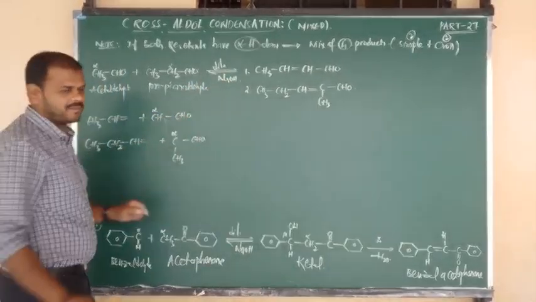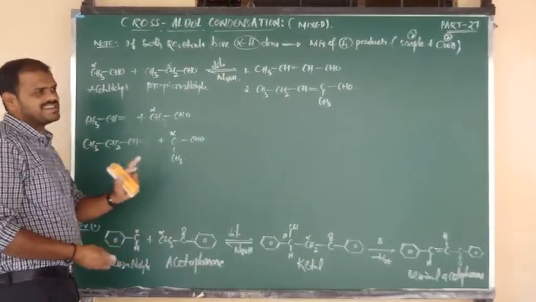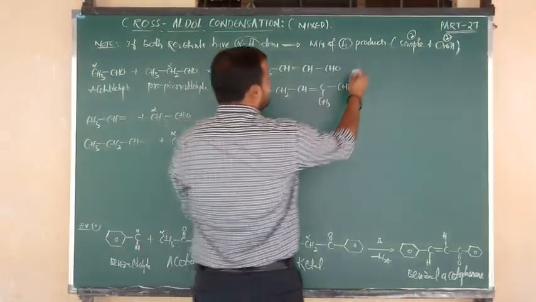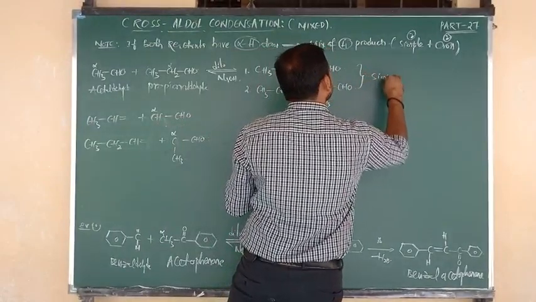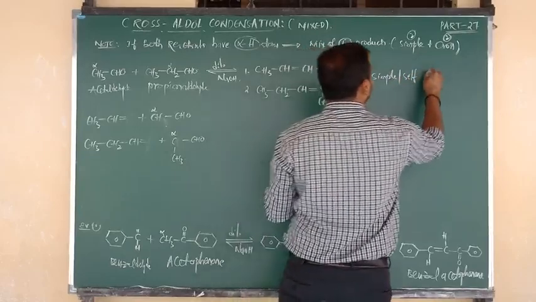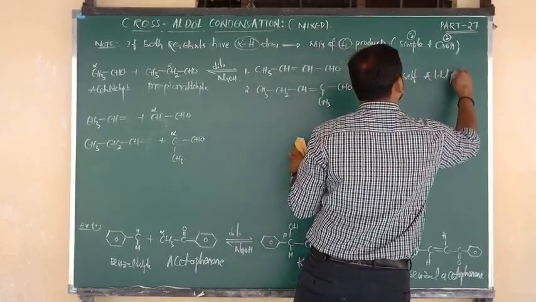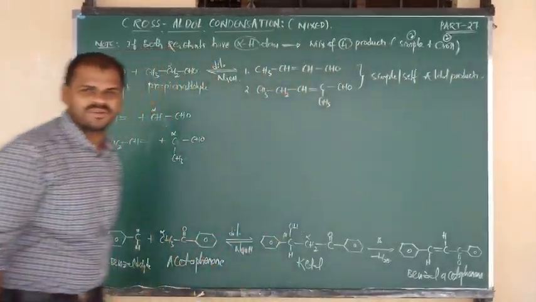So these two products you are getting by the rule: A plus A is the first product, B plus B the second product. Two same aldehydes and two same aldehydes. So this reaction is looking like what? Yes, we have to say that these two products are simple aldol, or we can say self-aldol products.